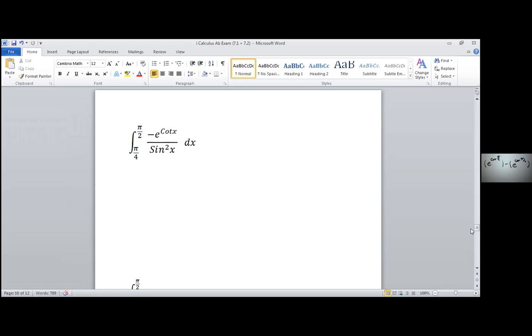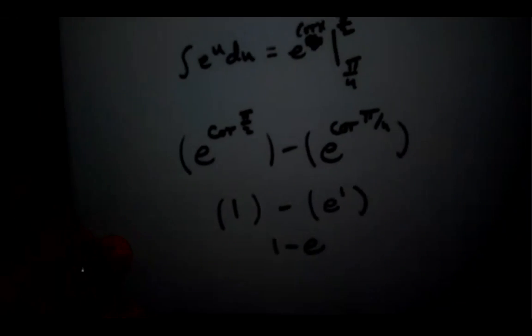Cotangent at pi over 2, what do we know about that value? Somebody, would it be 0? Yeah, it would be 0. So e to the 0 is 1, minus cotangent of pi over 4, which is just 1, so e to the 1. So the answer is 1 minus e. And there's all the work behind that problem.